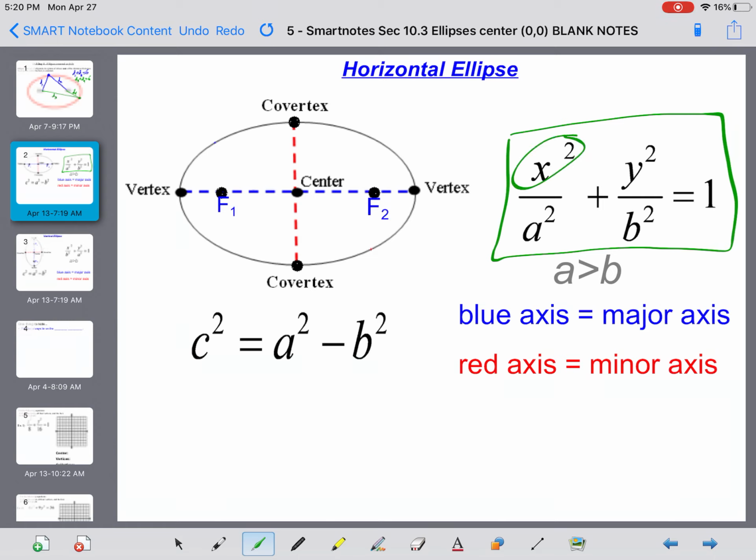Going forward, we're going to know an ellipse. See how both of the variables are squared now? Remember last week I told you for a parabola, only one of those are squared. So when they're both squared, it's an ellipse.